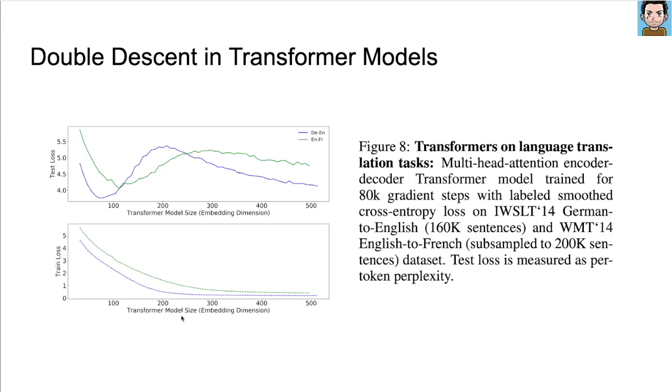As with ResNet, the train loss decreases steadily as we increase the model capacity, yet the test loss descends first and then increases and then descends again as the model size increases. This is the last experiment in the model-wise double descent section.